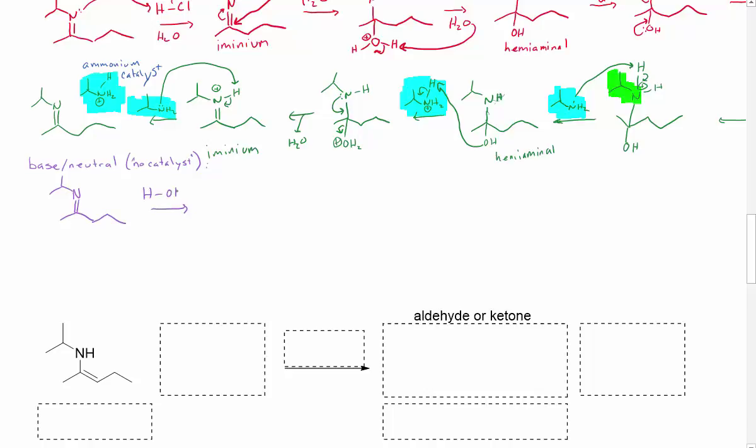And the first step in hydrolysis without an acid catalyst of this imine is protonation of the nitrogen. If we don't protonate that nitrogen first, then when we attack, we're going to get a nitrogen minus, which is highly, highly reactive. We're going to avoid that by protonating first. So we get to the iminium.